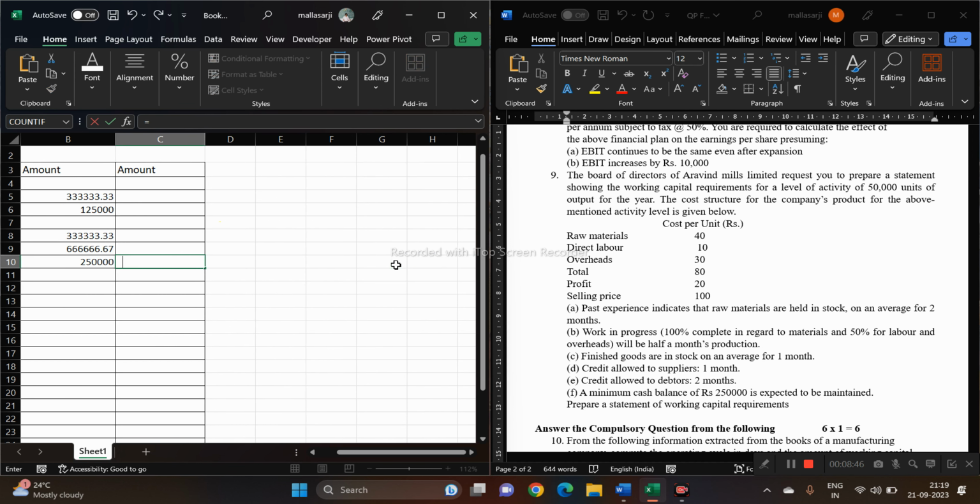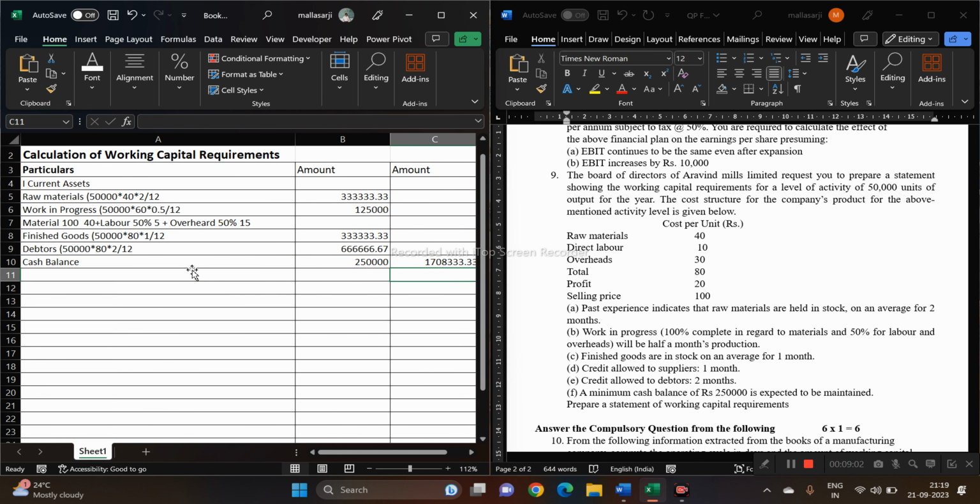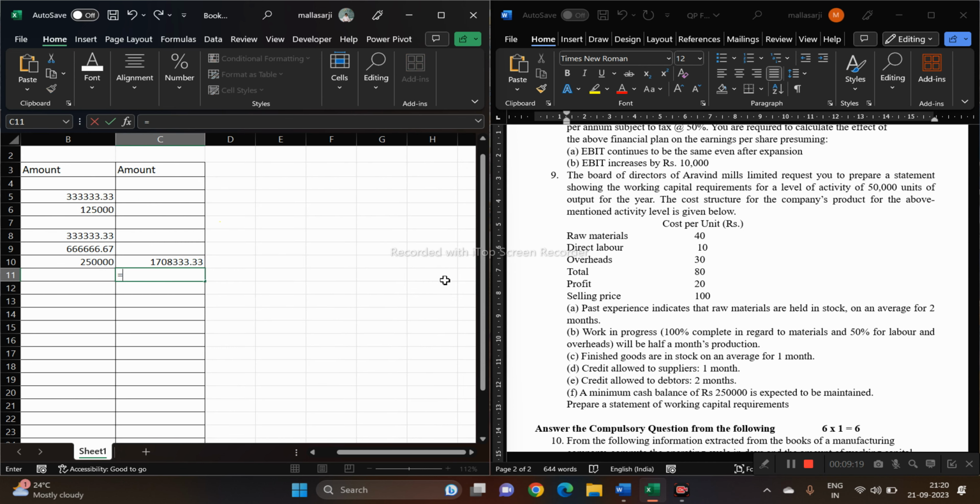Now I'll do the total here: 3,33,000 plus 1,25,000 plus 3,33,000 plus 6,60,000 plus 2,50,000. So the total is 17,08,333. What will we call this? We'll call it the gross working capital requirement. Gross working capital requirement. So the total is 17,08,000.